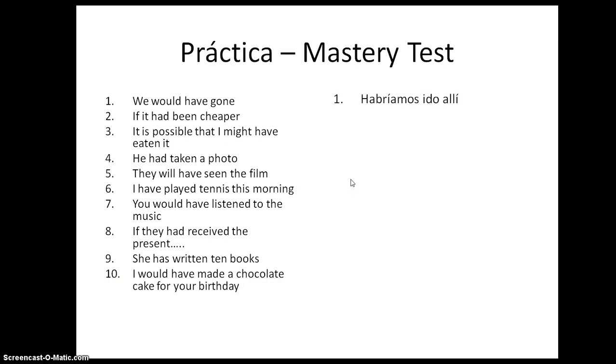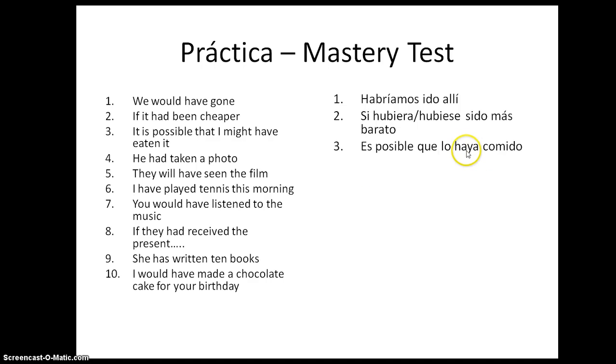Habríamos ido ahí. Conditional. Si hubiera o hubiésemos sido más barato. Es posible que lo haya comido. Lo, had eaten it. Might have looked at direct object pronouns if you're not sure how to do that one. Había sacado una foto. You might have put tomado here, which, okay, is not right here. But if you've got that, then you know the tense. Sacar una foto is an idiomatic phrase. You just need to learn that one.